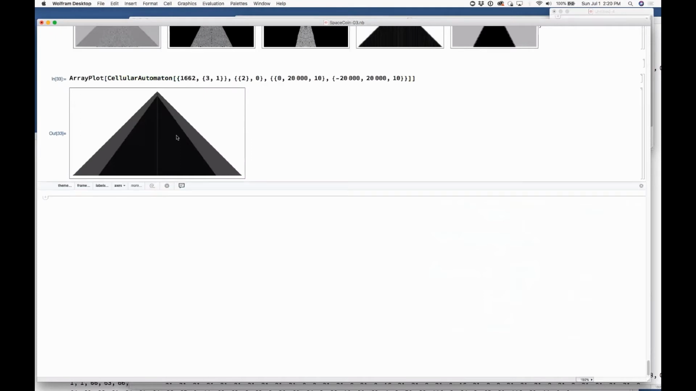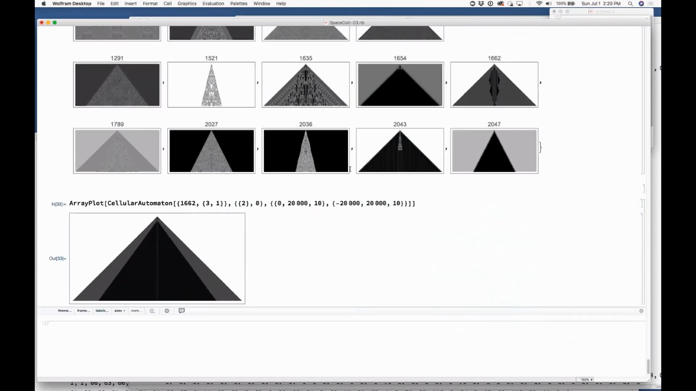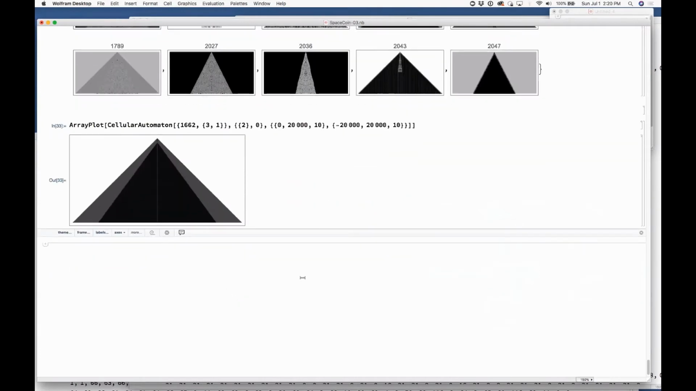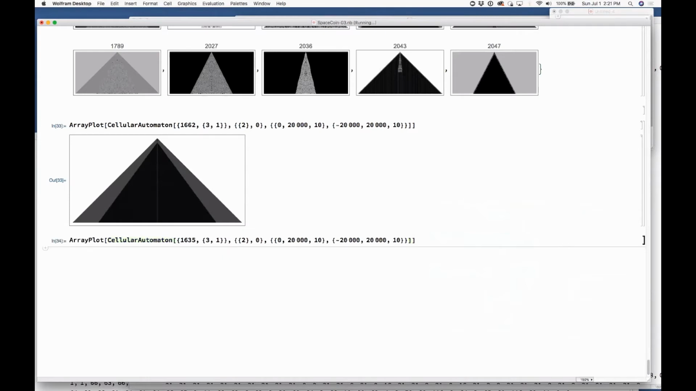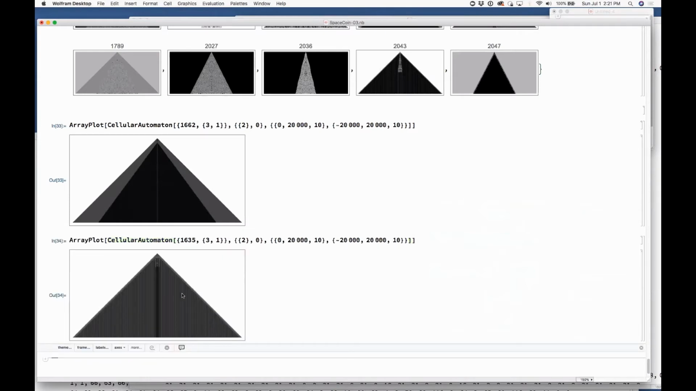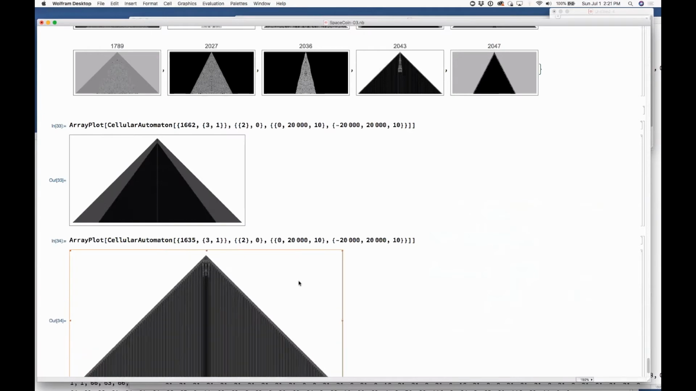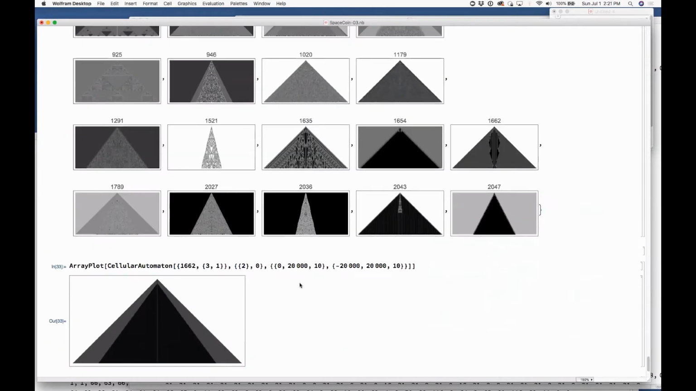Boring. Okay, 1635 is one of my all-time favorites, I think. I think of those big pictures of it in the book. But let's take a look at it on this. Oh, wow, it just dies out after. Did I get it right? 1635. So let's look at it on a slightly smaller scale.